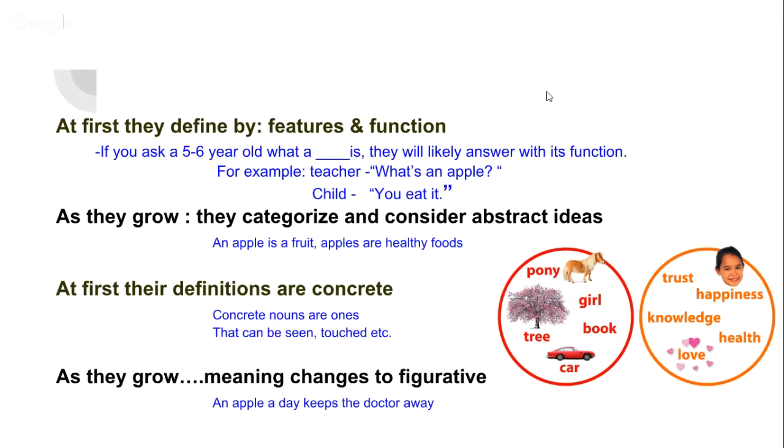As their vocabulary expands, it doesn't just magically happen one night, right? It goes from feature and function. So if you ask a very young child to tell you what something is, they will often define it by function. What's a ball? They'll say you play with it. What's a shirt? You wear it. What's milk? You drink it. And they describe it by function versus by other features.